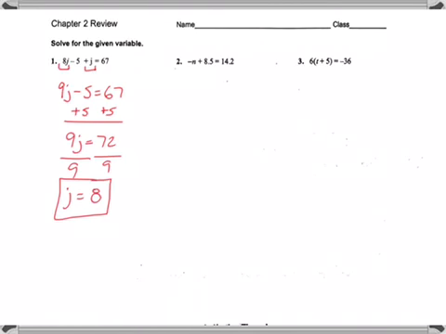Question 2, negative n plus 8.5 equals 14.2. We'll start by subtracting 8.5 from both sides. We've got negative n equals 5.7. We'll divide by negative 1. We get n to equal a negative 5.7.